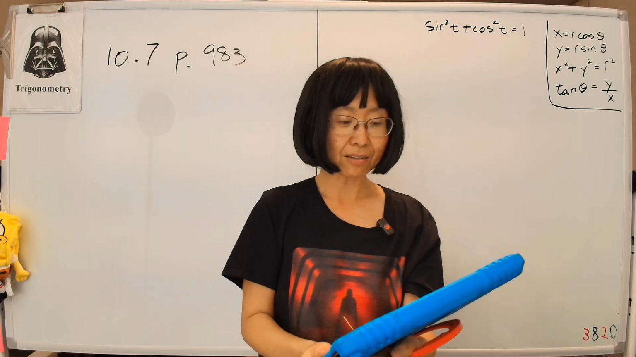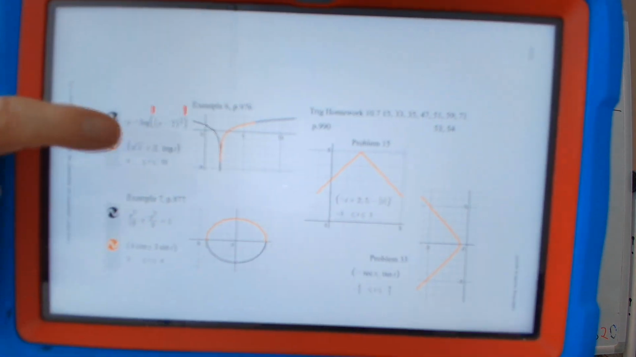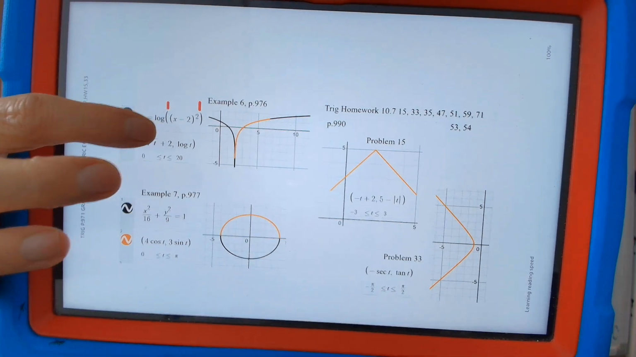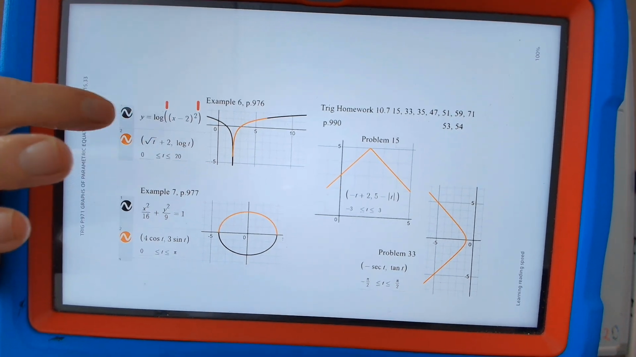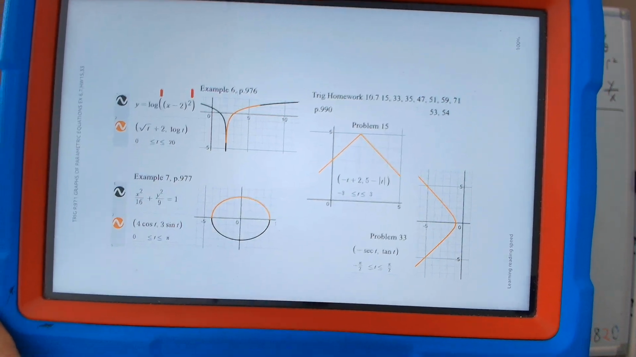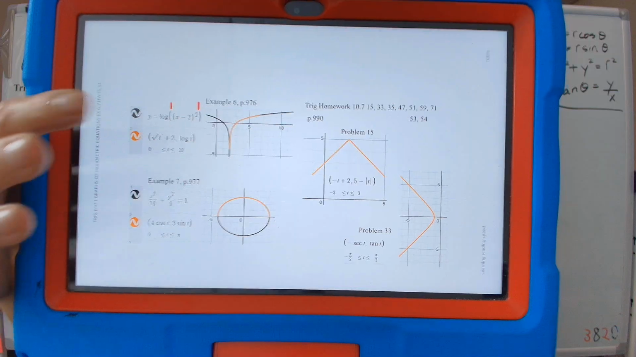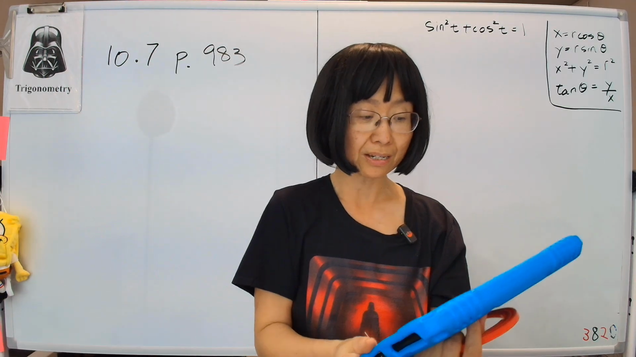And that is the log of (x minus 2) squared. The whole thing has to have parentheses around it. And even though in the book there are no parentheses, when you type it into Desmos, you must have those parentheses. Otherwise, you'll take it to mean something else. It would mean the whole log of x minus 2 is being squared, I guess.